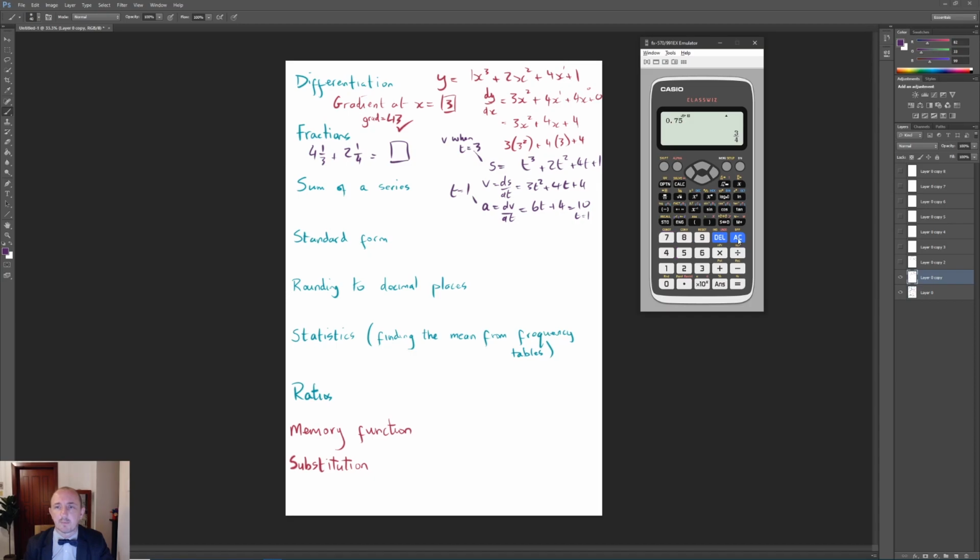0.75, and we can then round that to 1 decimal place. So Fix 1 decimal place and press equals. It actually goes 0.8 for us.